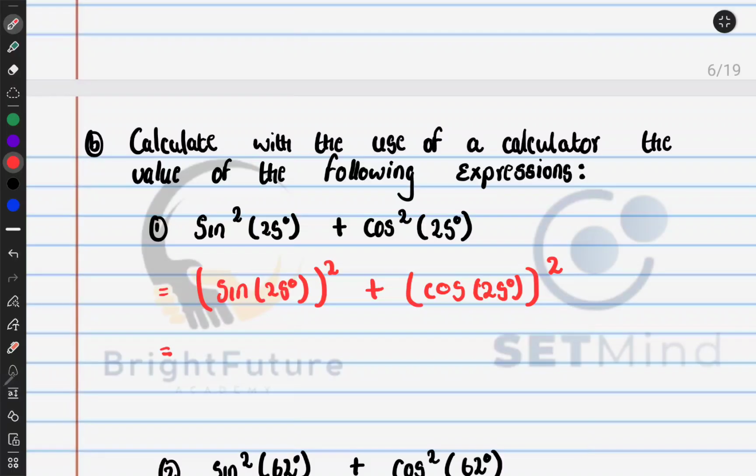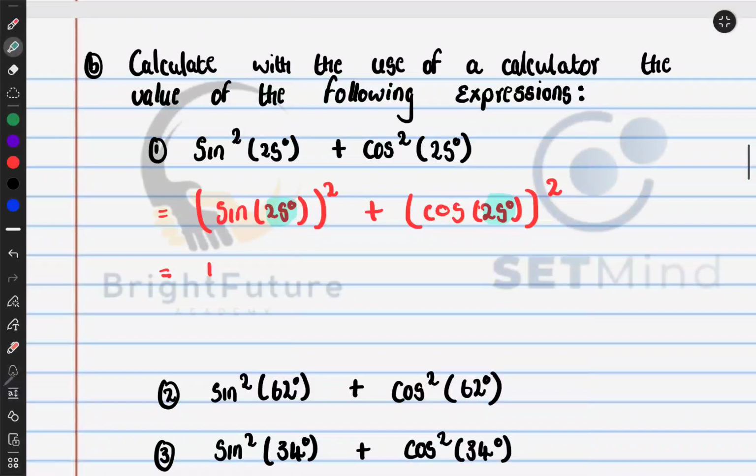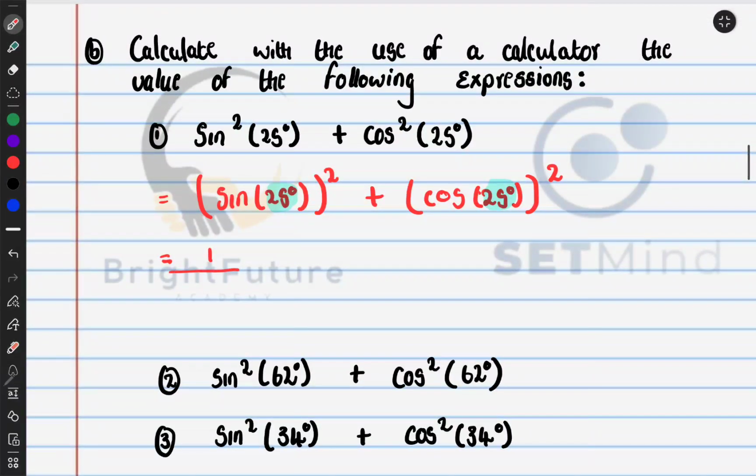Once you have this, you can punch everything in your calculator. So you have sine 25 squared plus cos 25, also squared. I'll just emphasize, be careful with the use of the brackets, and then you get 1. I want you to pay attention: we're dealing with the same angle here. Sine of 25 and cos of 25, we are getting 1. Okay, and then that is your answer. It's 1.